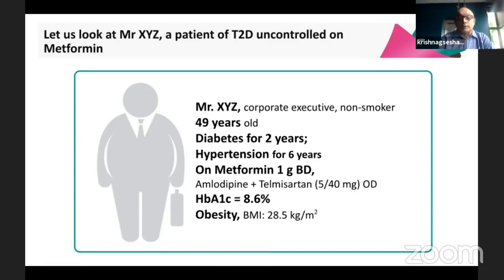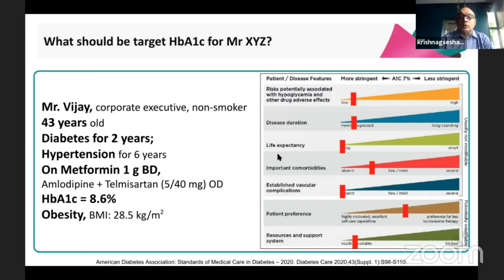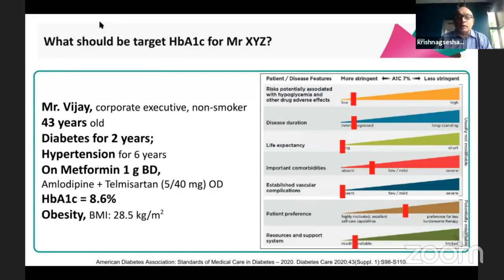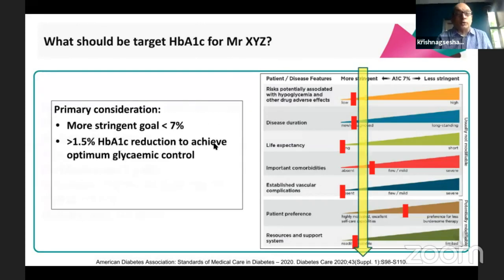His obesity is obese, right? So if you want to individualize, and this is based on the ADA algorithm that was present, what you will notice is that here is someone who has a very low risk of hypoglycemia adverse events. He's newly diagnosed. His life expectancy is fairly good. He has no important comorbidities. He has no established vascular complications and seems to be fairly motivated. And of course, he has good resources, as we talked about.